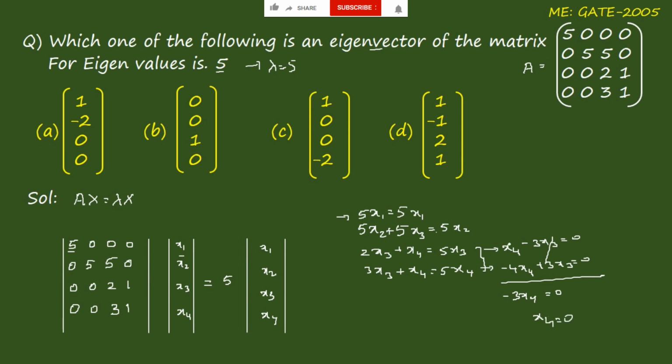Then we get x4 is equal to 0. Okay. Now coming to x3 from this particular equation. From here, as x4 is equal to 0, we get 0 minus 3x3 is equal to 0.